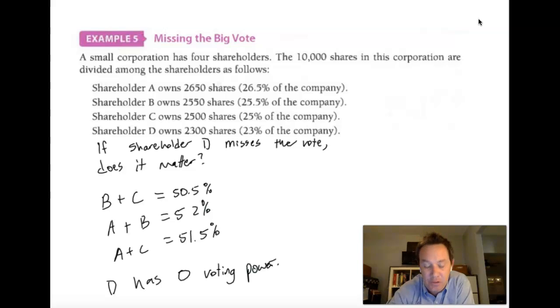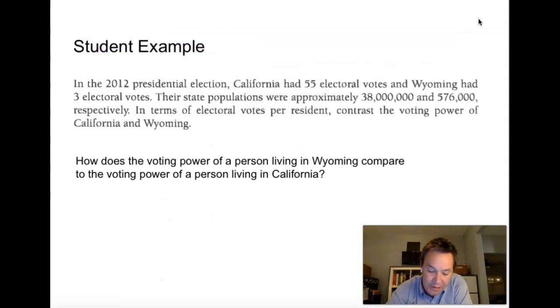So that's the idea behind voting power. The last thing I'm going to have you do is this student example. This is about voting power of people voting for Senate in a more populous versus a less populous state. So go ahead and pause it here, read through the example, and we will go over this in our next class together.